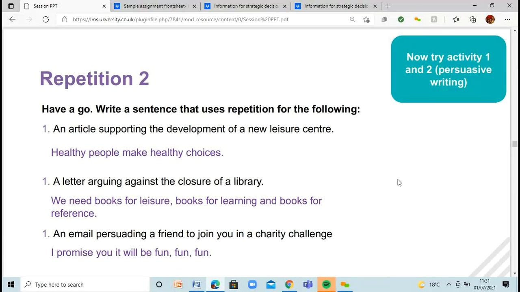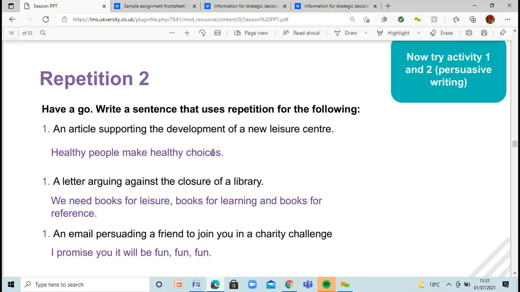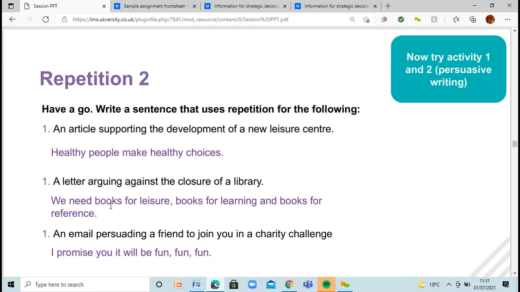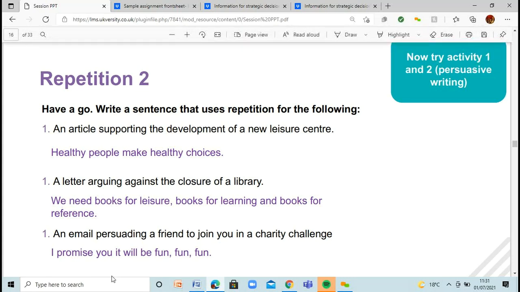So here's a couple of sentences, and then we've got a couple of ideas of how to make them into repetition. So an article supporting the development of a new leisure centre might say healthy people make healthy choices. So you got healthy twice. So you might have a letter arguing against the closure of a library. So we need books for leisure, books for learning, and books for reference. So books, books, books. You got that 3 times. And then you got an email where you're trying to get a friend to come join you on a charity challenge activity. So you go, I promise you it will be fun, fun, fun.